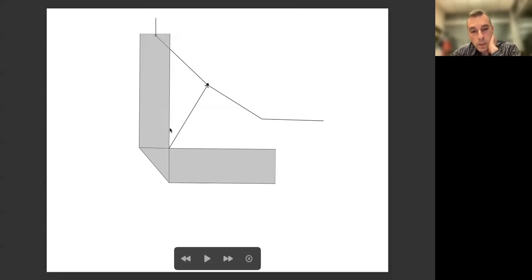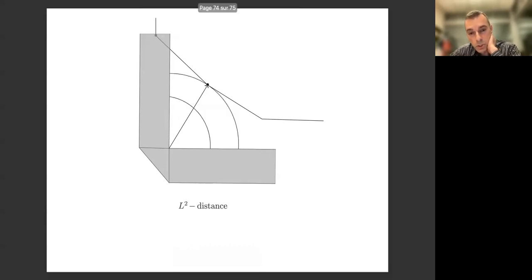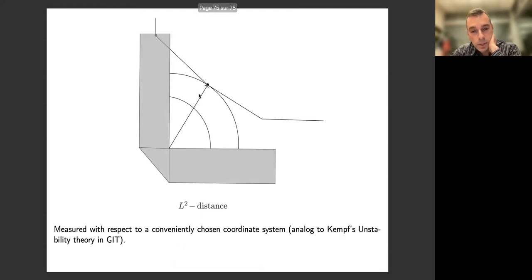But now you don't use the L1 metric, you use an L2 distance, which is in fact associated to some inner product that we are going to define in the course. So it's analogous to a construction of Kempf in instability theory in GIT. I explained to you that this approach provides a resolution of singularities for surfaces, at least. So arbitrary order differential operators on surfaces can be solved by this method that I'm going to explain.